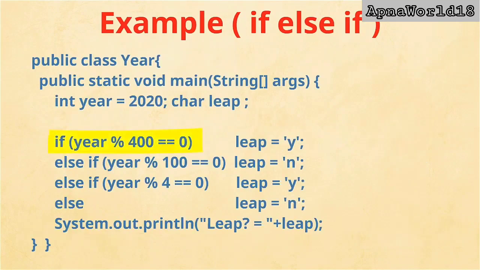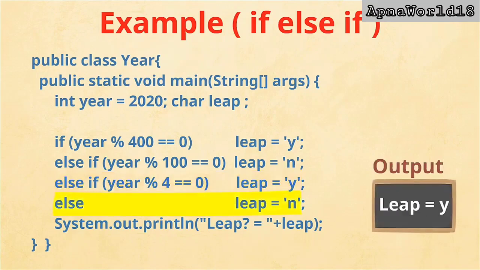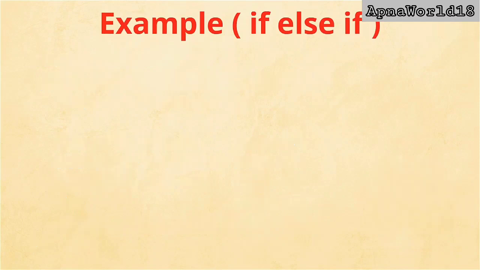We will use the modulus operator to divide by 400 and see if there is any remainder. If the year is divisible by 400, then it is a leap year. Else, if the year is divisible by 100, then it is not a leap year. Else, if the year is divisible by 4, then it is a leap year, and in all other cases it is not a leap year. This completes our program. Let's take another example.